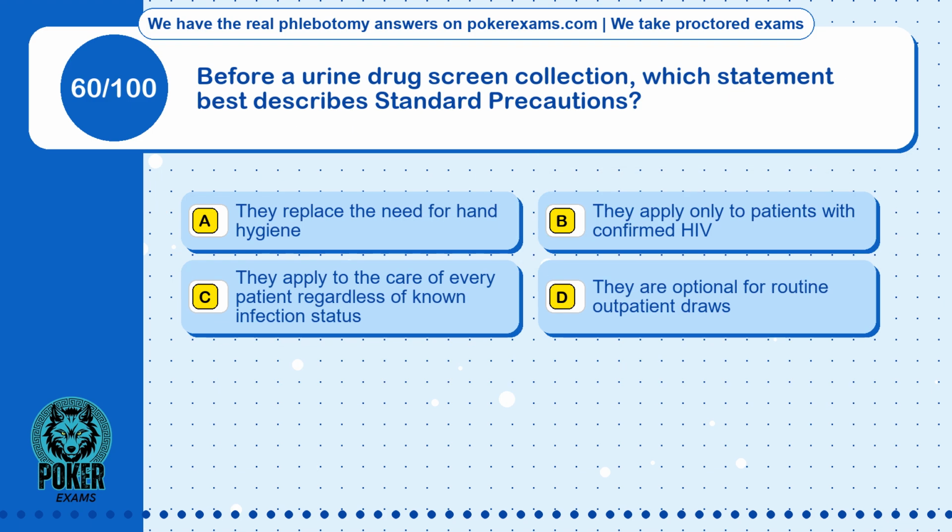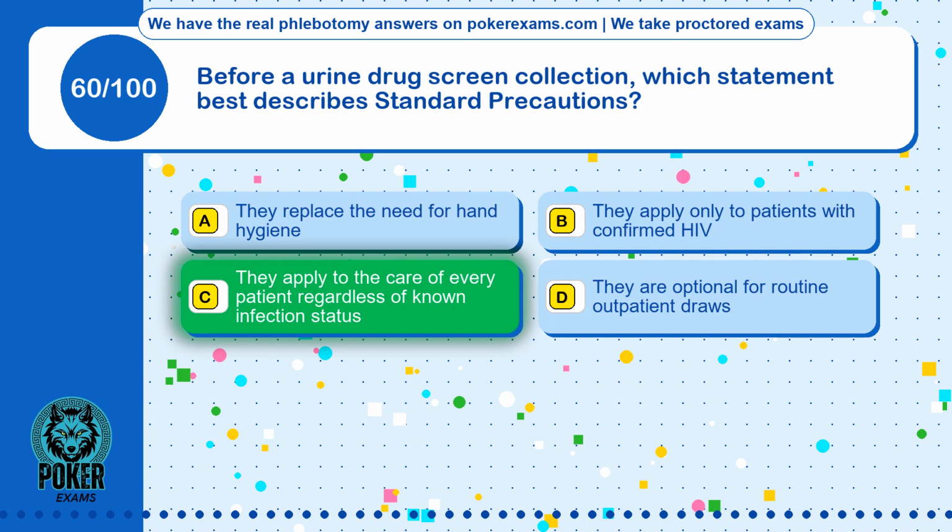Question 60. Before a urine drug screen collection, which statement best describes standard precautions? Option A. They replace the need for hand hygiene. Option B. They apply only to patients with confirmed HIV. Option C. They apply to the care of every patient regardless of known infection status. Option D. They are optional for routine outpatient draws.